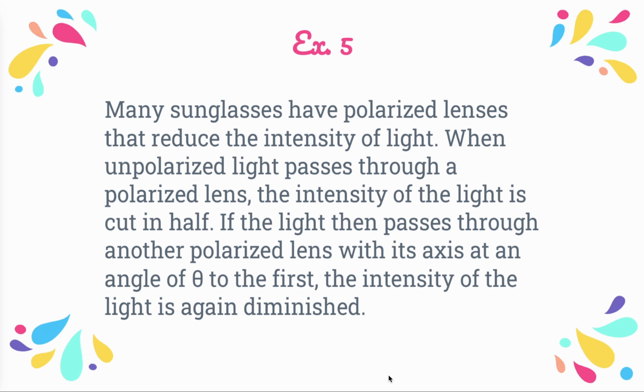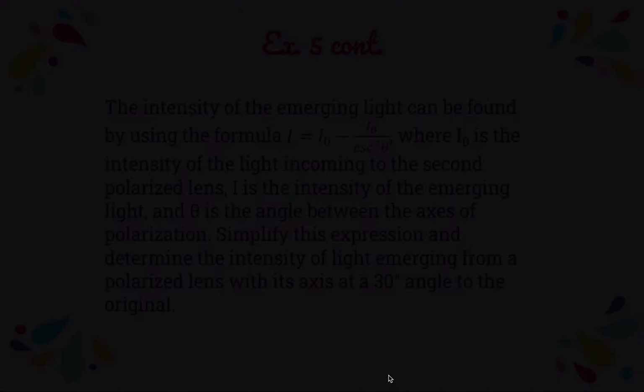Many sunglasses have polarized lenses that reduce the intensity of light. When unpolarized light passes through a polarized lens, the intensity of the light is cut in half. If the light then passes through another polarized lens with its axis at an angle of theta to the first, the intensity of the light is again diminished.